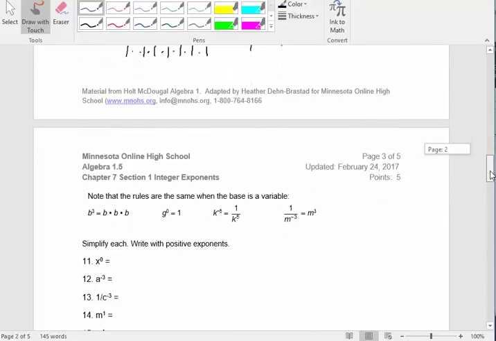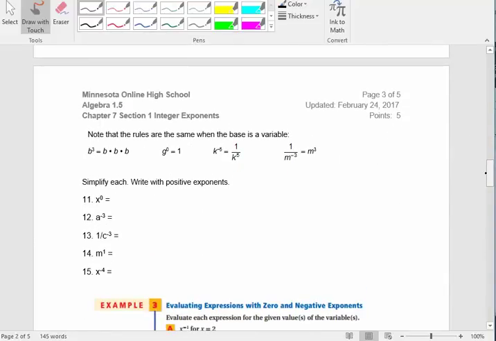Sometimes we have variables instead of numbers in our problem. Same thing. If you have b to the third, that means b times b times b. This is the simplified form. This is the expanded form. Anything to the 0 power is 1, including a variable. K to the negative fifth, to make that exponent positive, we drop it down, and now we have 1 over k to the fifth. And again, I told you that if you have a negative exponent in the denominator, you can move that up to make it positive.